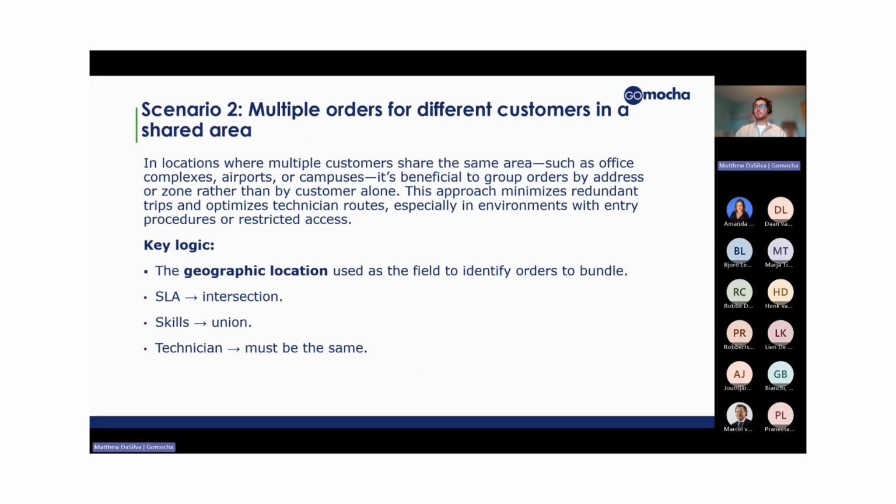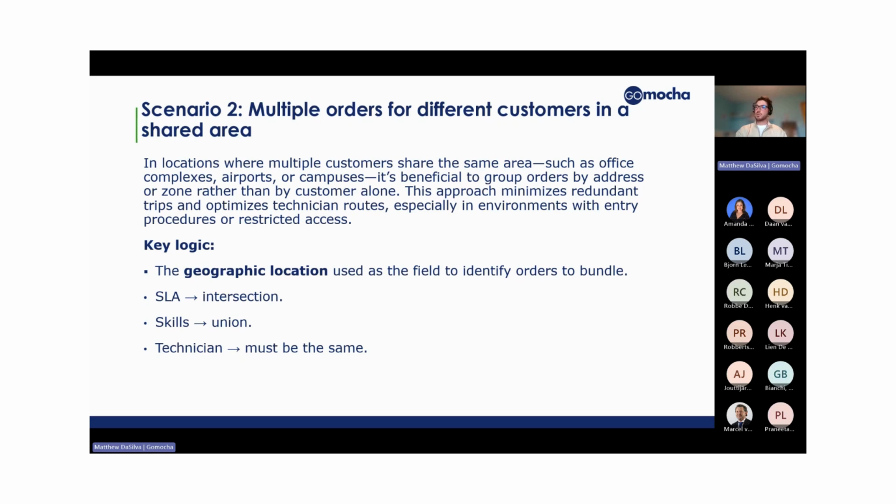In locations where multiple customers share the same areas, such as office complexes, airports, or campuses, it's beneficial to group orders by address or zone rather than by customer alone. This approach minimizes redundant trips and optimizes technician routes, especially in environments with entry procedures or restricted access.